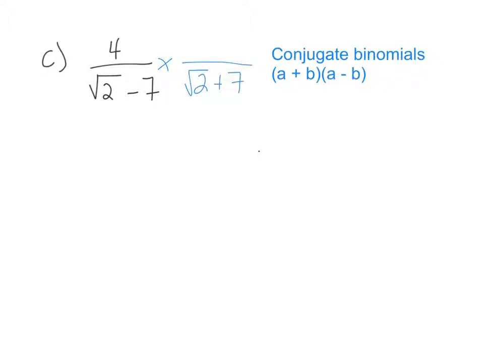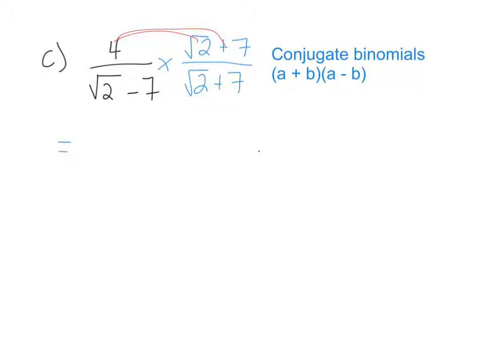And what do I need to put on the top? Also root 2 plus 7, so that we're just multiplying by 1. We're not changing the value, we're just changing the way that it looks. So then you need to multiply it out. It's a little bit more work to multiply this, right? Because we're going to take that 4 and multiply by root 2 and by 7.